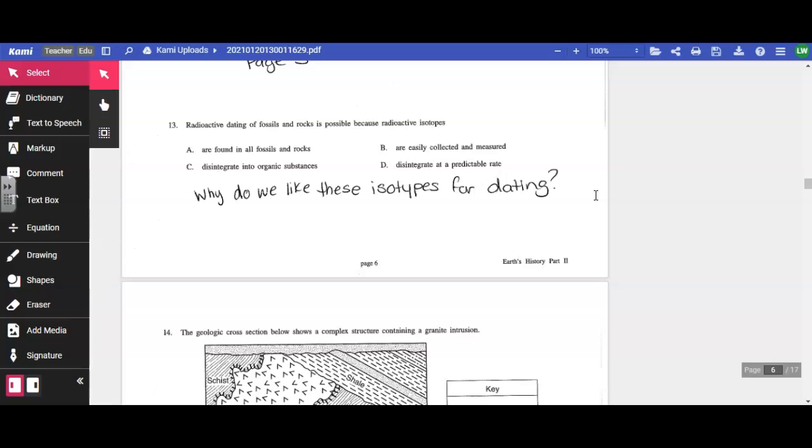Number 13. Radioactive dating of fossils and rocks is possible because radioactive isotopes A, are found in all fossils and rocks, B, are easily collected and measured, C, disintegrate into organic substances, or D, disintegrate at a predictable rate. So why do we like these isotopes for dating? What's special about them?